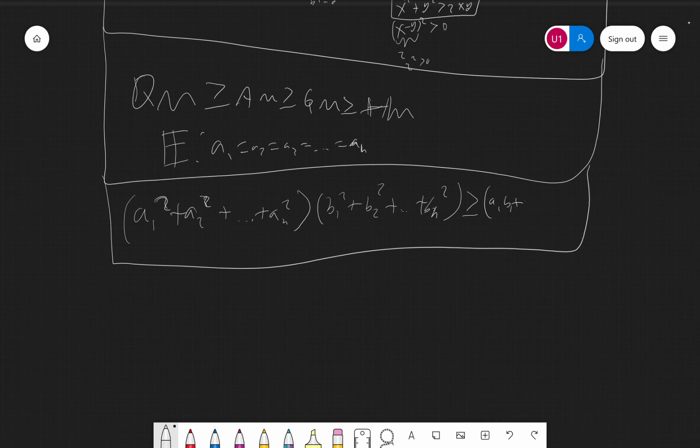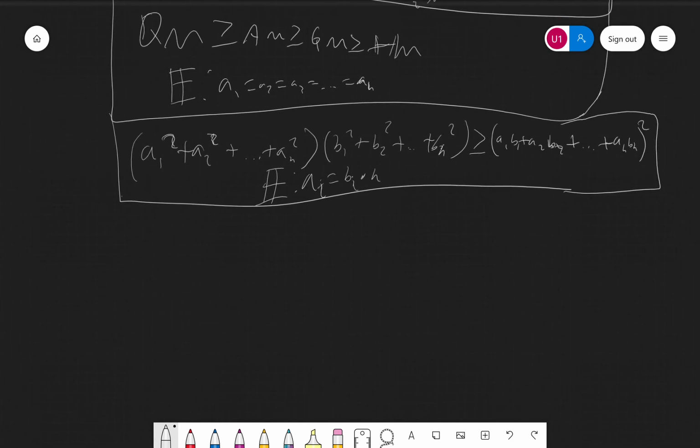A1 B1 plus A2 B2 plus all the way to AN BN, all squared. And equality doesn't hold when they're all equal this time. Equality holds when Ai is equal to Bi times n. So that means that Ai and Bi, one of them is a multiple of the other. So like 1, 2, 3, 4 and 2, 4, 6, 8, like that.